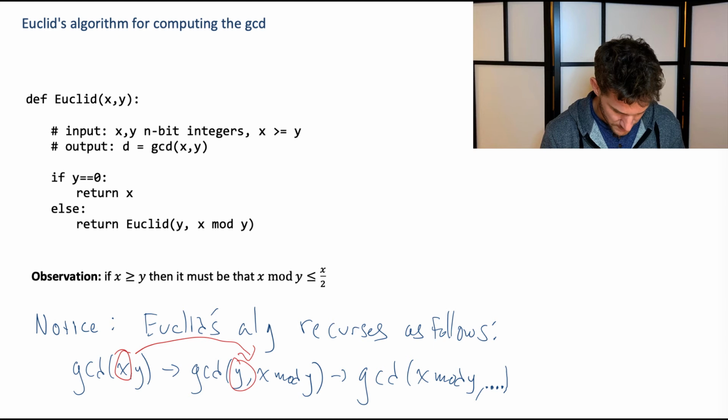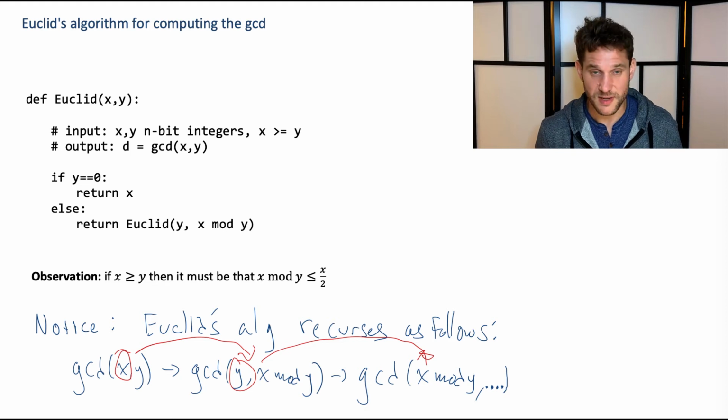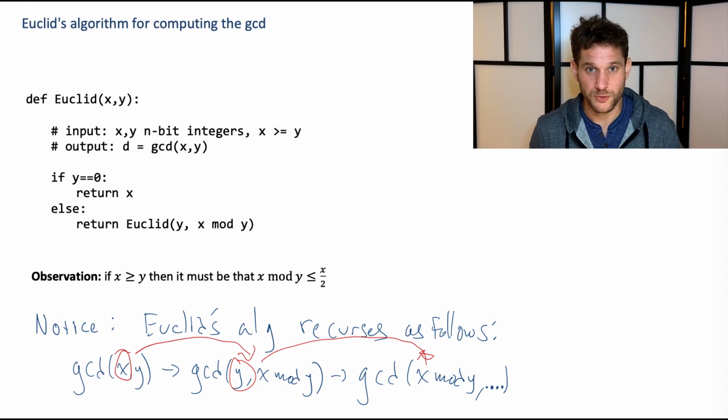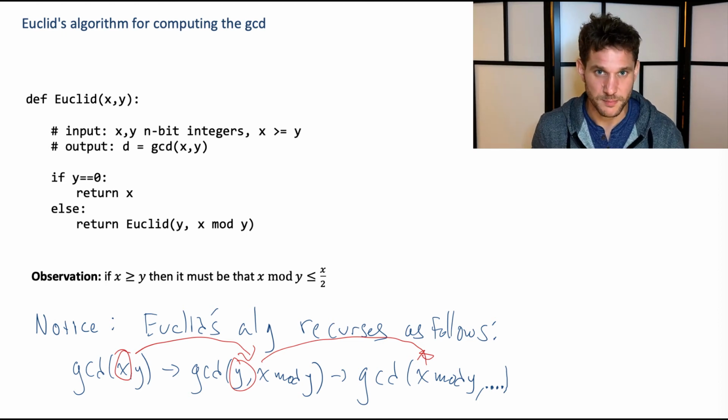went to y, and then went to x mod y. After 2 steps of the algorithm, the first input to this Euclid algorithm went from x to x mod y. So it reduced by a factor of 2. So you'll notice that after, not 1 step necessarily, but after 2 steps, I was able to reduce the first input, which is the larger input, by a factor of 2. That's important for thinking about the running time.